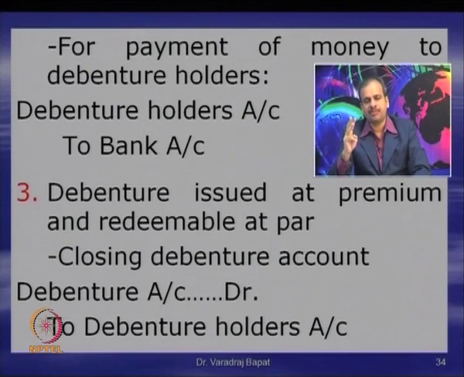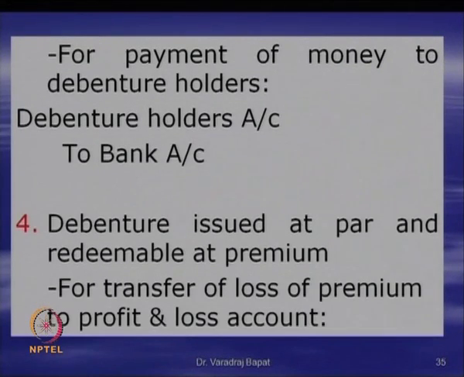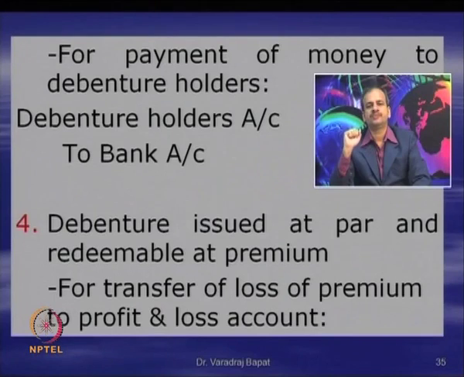Now, let us see case number 3. Now, in case number 3, what is happening? Debentures are issued at premium. So, they are issued say at 105. And they are redeemed at par. First entry, that is closure of debenture account, is same. Debenture account debit to debenture holders account. Now, for payment of money, again it is same, debenture holders to bank.